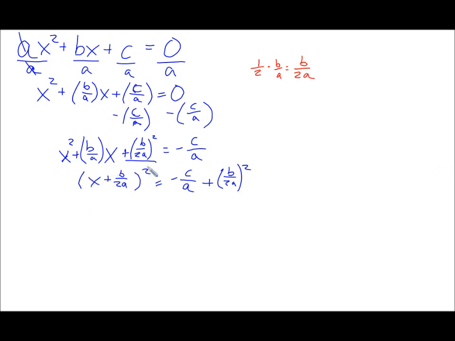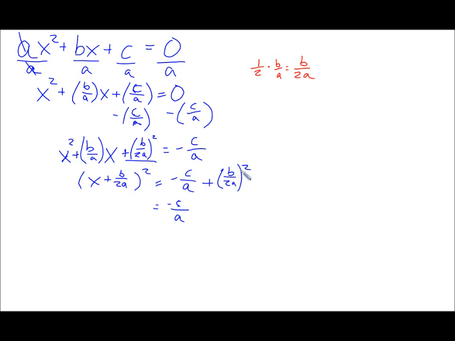Well, because if I have x plus some number and it's being squared, all I have to do is take the square root of all this junk. If I take the square root, I can solve for x pretty easily. Let's focus mostly on the right-hand side for now. Let's keep this as negative c over a.